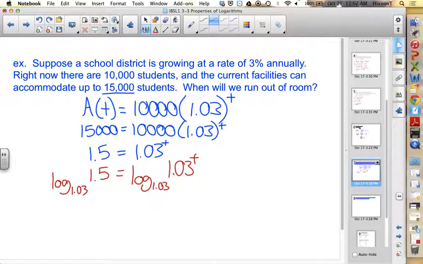Okay? Now, change your base formula. You can evaluate that with the change of base formula.